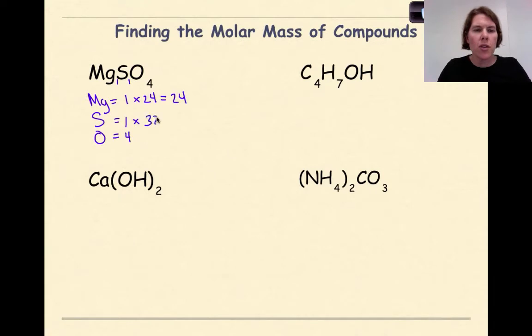Sulfur is 32, and oxygen is 16. And 4 times 16 is 64. So if I add these all up, I get 120 grams per mole.